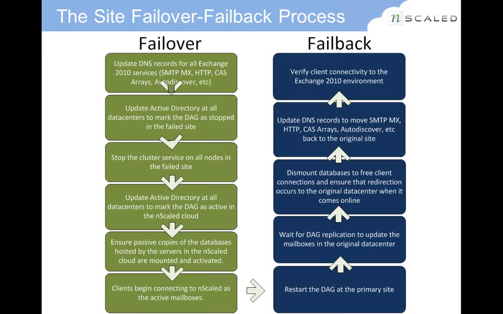You're going to update the DNS records back to where they were. Anything that needs to point mail back to the original environment, you're just going to essentially undo any of the steps that you did before, and then you just verify client connectivity as the last step. So make sure the clients can connect, that their iPhones can connect, that the BlackBerry server can connect.